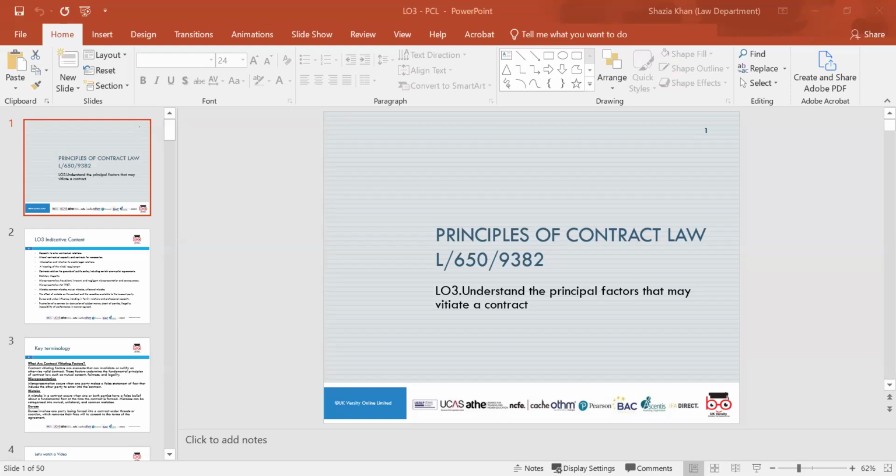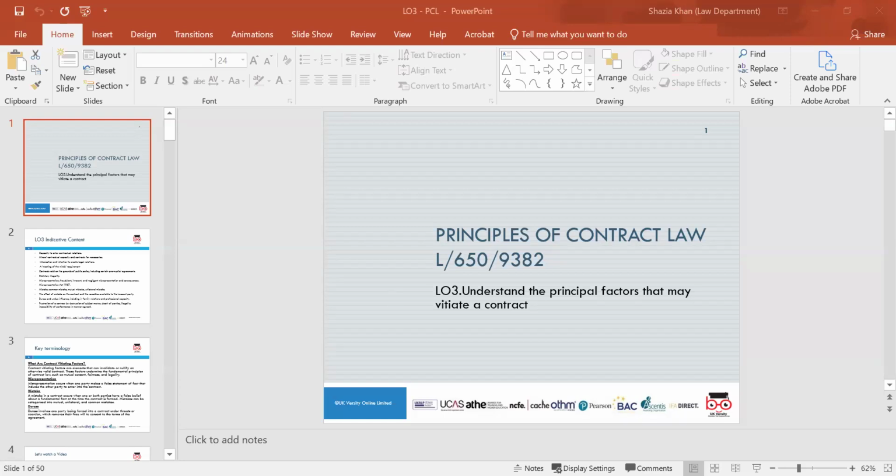And the learning outcome we'll be doing today is learning outcome 3, which is to understand the principal factors that vitiate a contract. Before I go into learning outcome 3, I just want to give you a little overview of what we did in the last learning outcome, which was learning outcome 2.